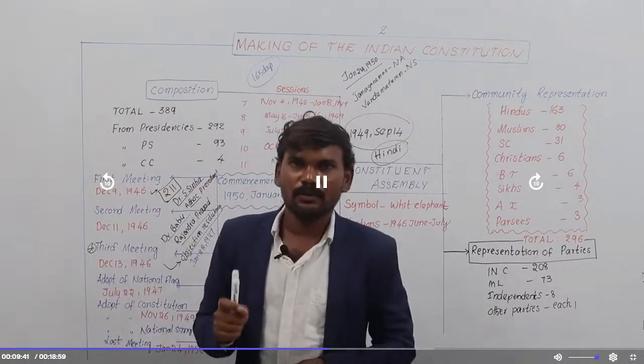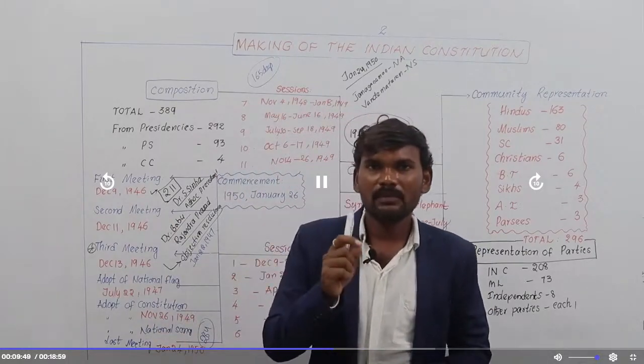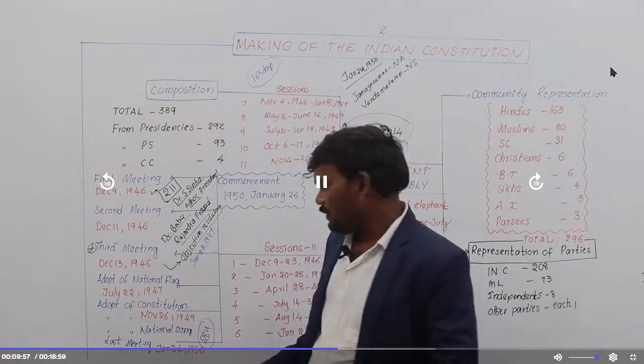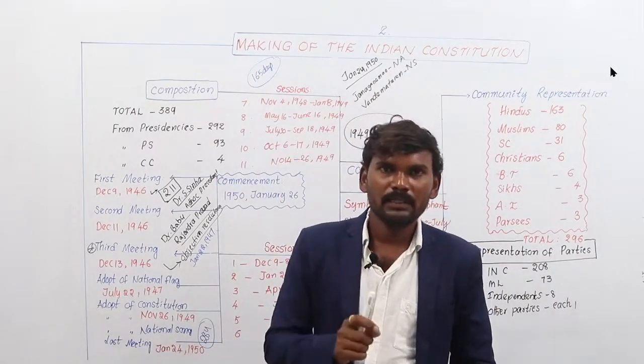There is scope for a question on how many members attended the first meeting and the last meeting. 211 members attended the first meeting, which was held on December 9, 1946, out of 299. 284 members attended to put their signatures on the draft constitution on January 24, 1950. These two numbers are also very, very important from the examination point of view.